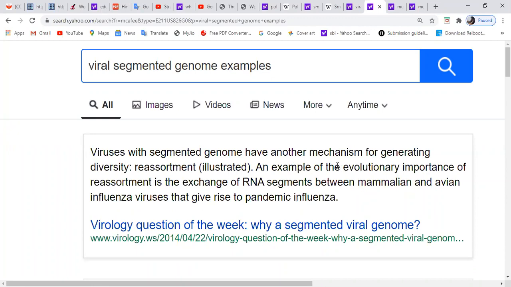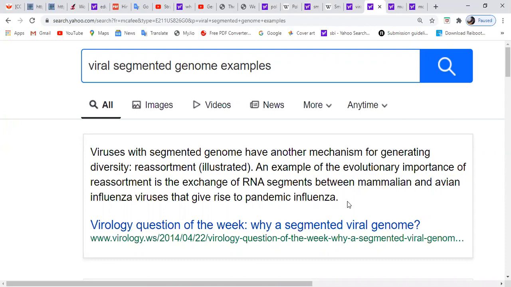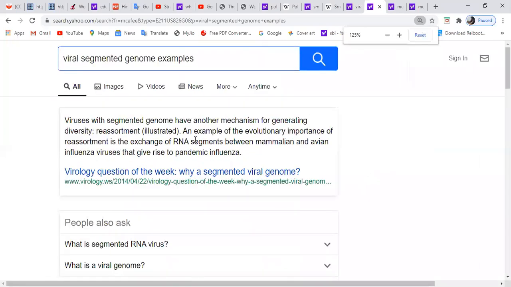An example of the evolutionary importance of segmented genome is the exchange of RNA segments between mammalian and avian influenza virus. There are two types of influenza viruses: one infects mammals, the second infects birds, avians. They can exchange the RNA segments between them, and then they can give rise to some kind of pandemic influenza or some kind of infection. That's how they can use these segments. They can interchange and exchange, and these segments can generate different kinds of diversity.